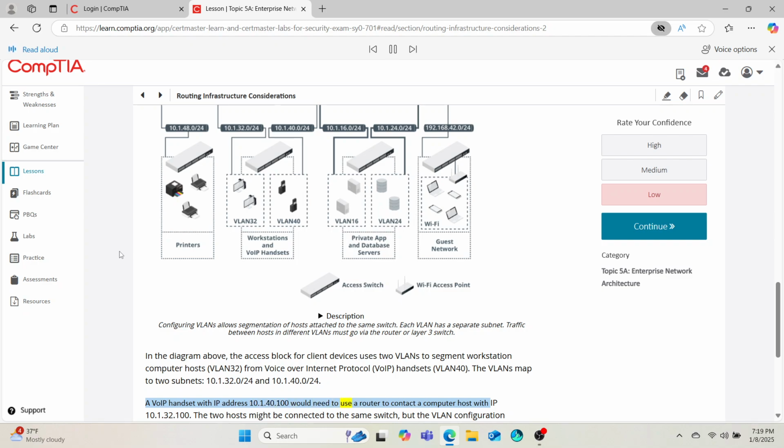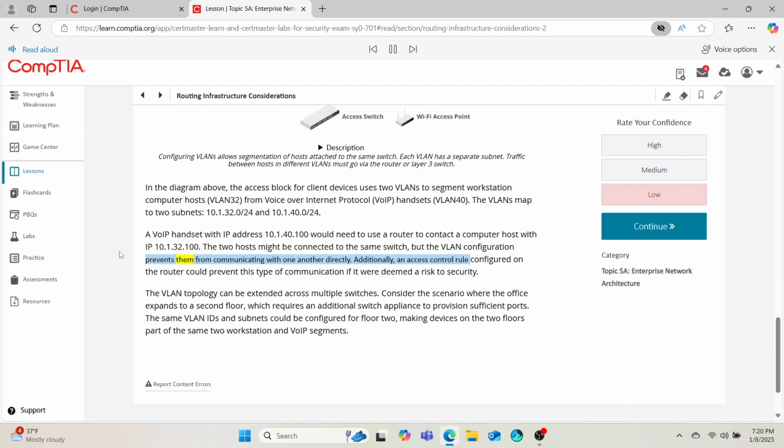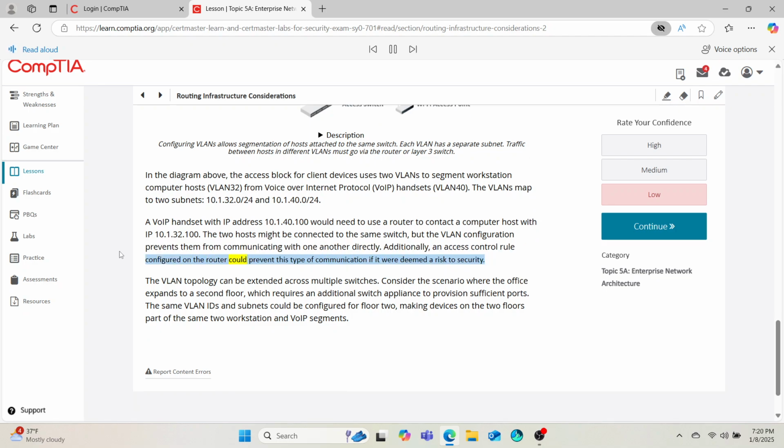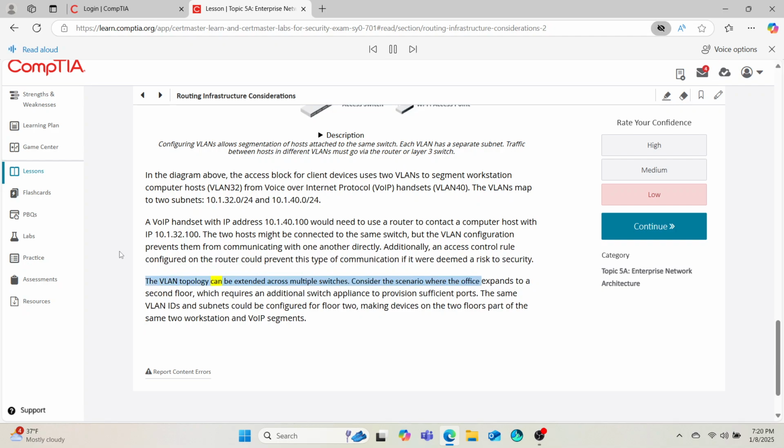A VoIP handset with IP address 10.1.40.100 would need to use a router to contact a computer host with IP 10.1.32.100. The 2 hosts might be connected to the same switch, but the VLAN configuration prevents them from communicating with one another directly. Additionally, an access control rule configured on the router could prevent this type of communication if it were deemed a risk to security. The VLAN topology can be extended across multiple switches.